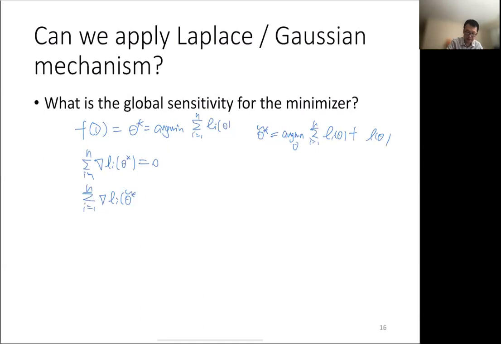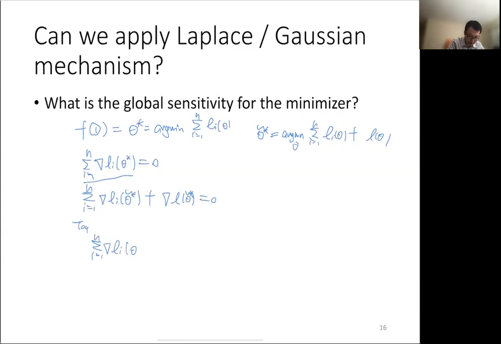Say this plus the gradient of L theta is equal to 0, right? By combining these two together, it allows us to somehow calculate the difference between theta tilde star and theta star. So let's do a Taylor expansion of that at theta star tilde.